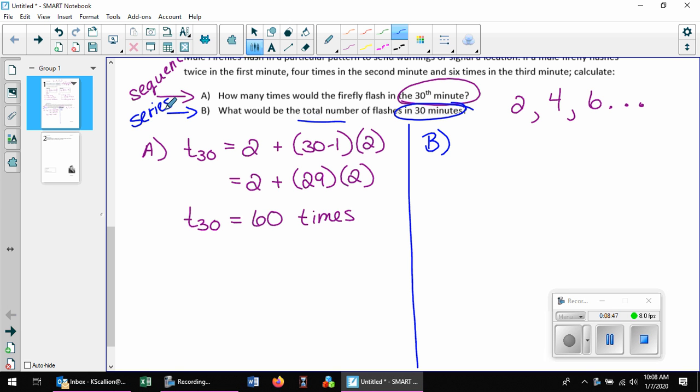Option two is a lot easier. We know the first one and we know the last one. You just calculated it, so why not use the easier formula? So I'm going to use the sum of 30 minutes is equal to 30 over 2 times the first term plus 60.